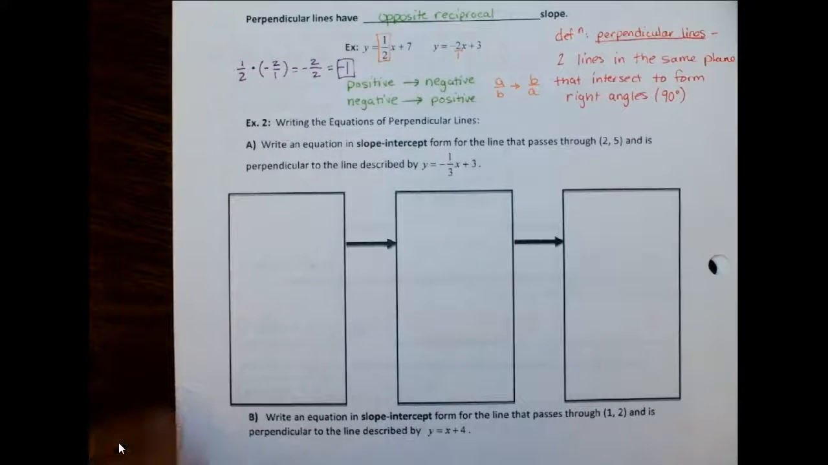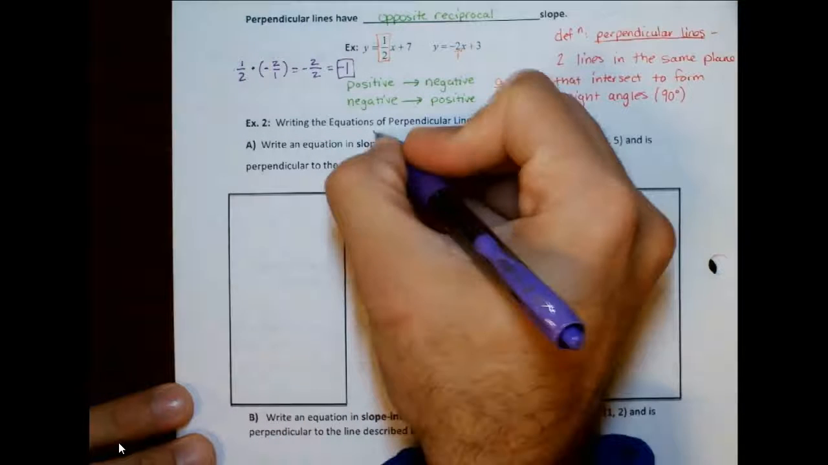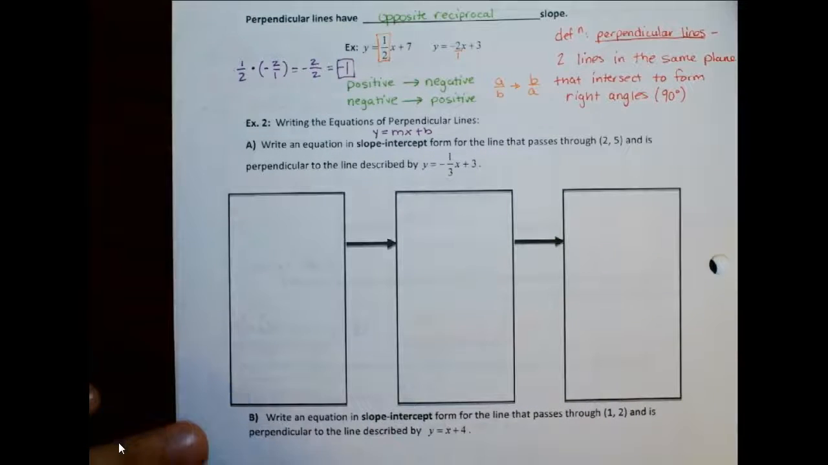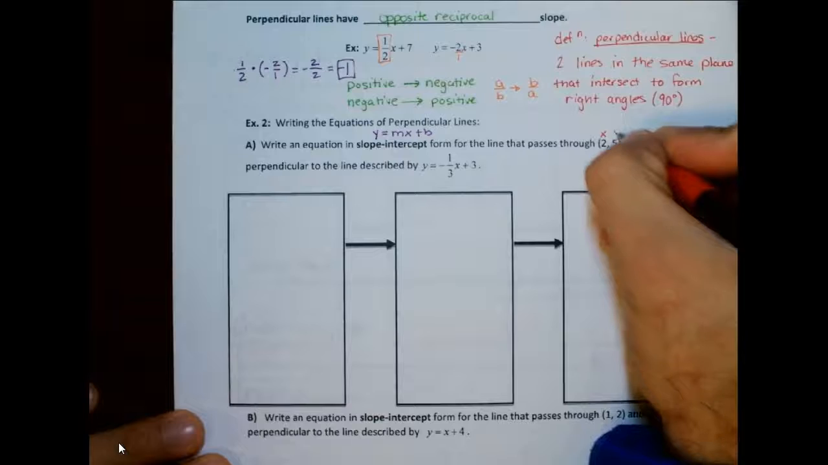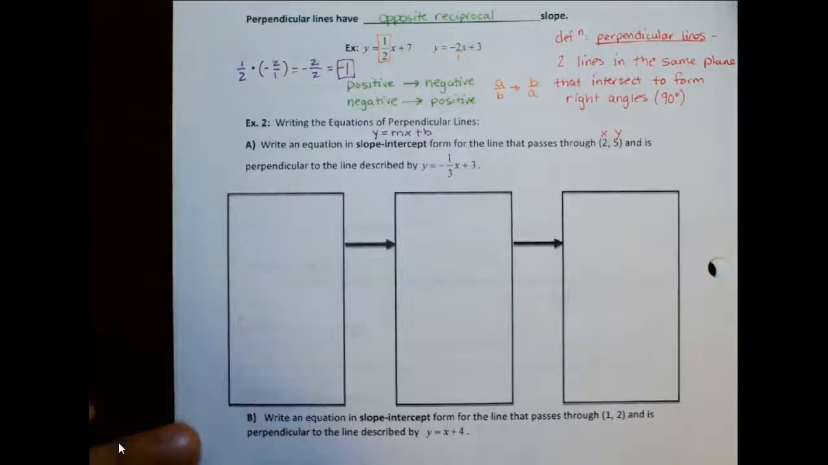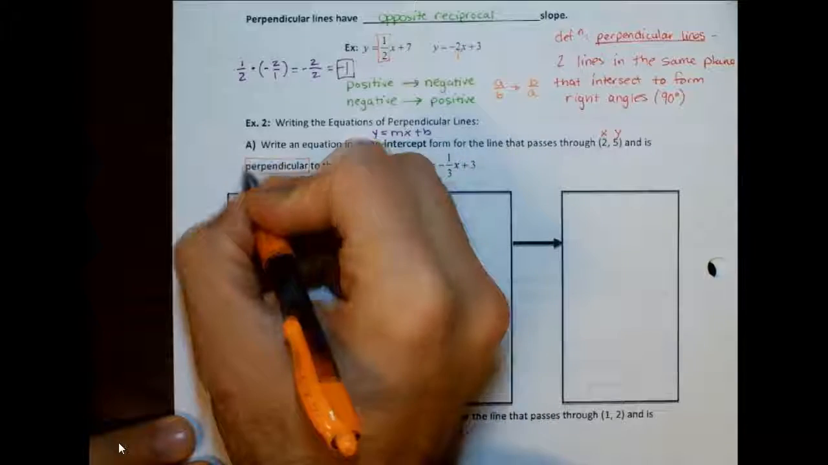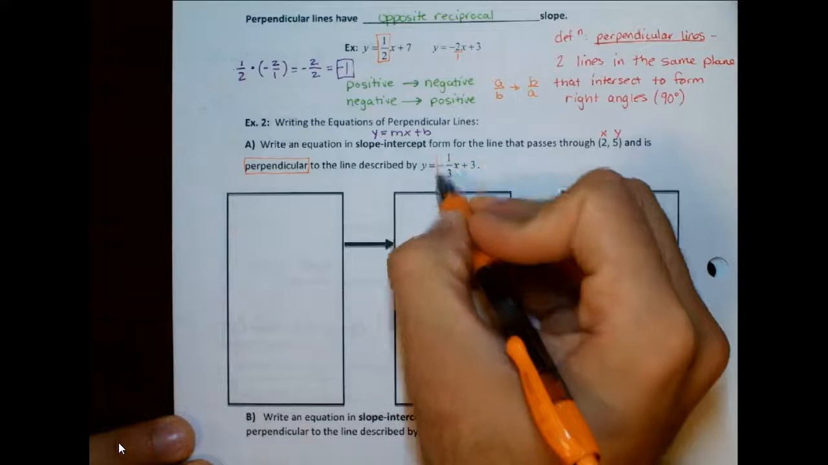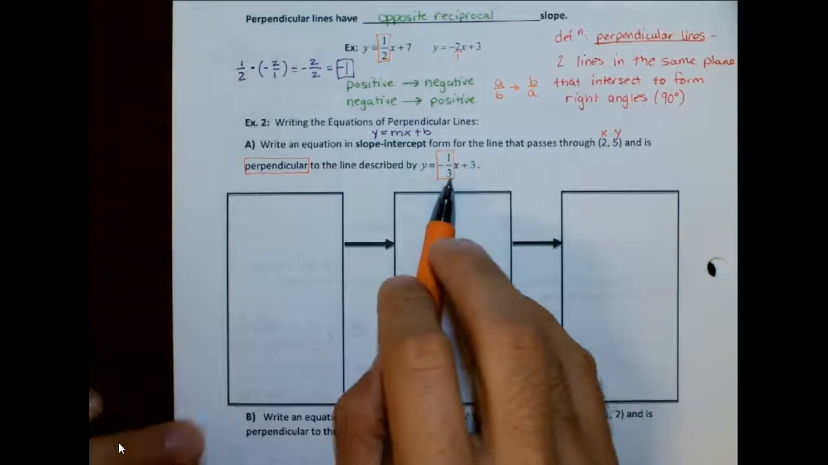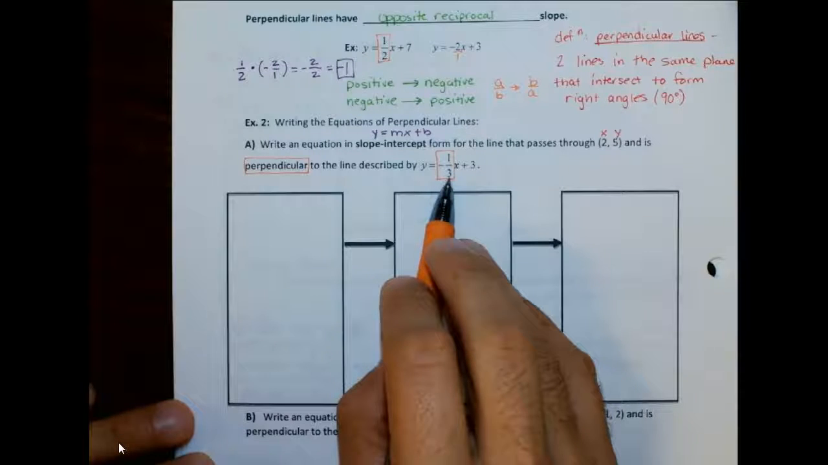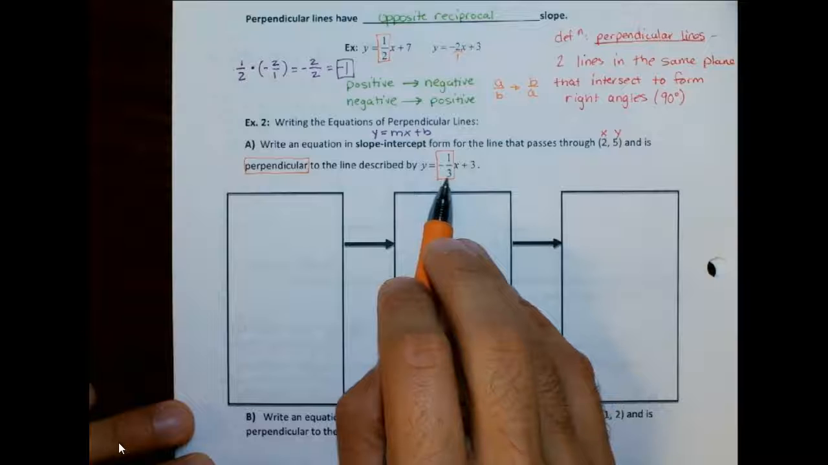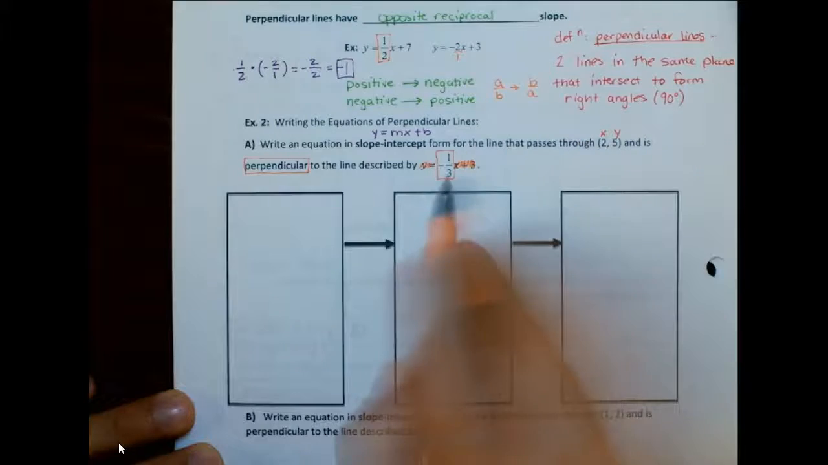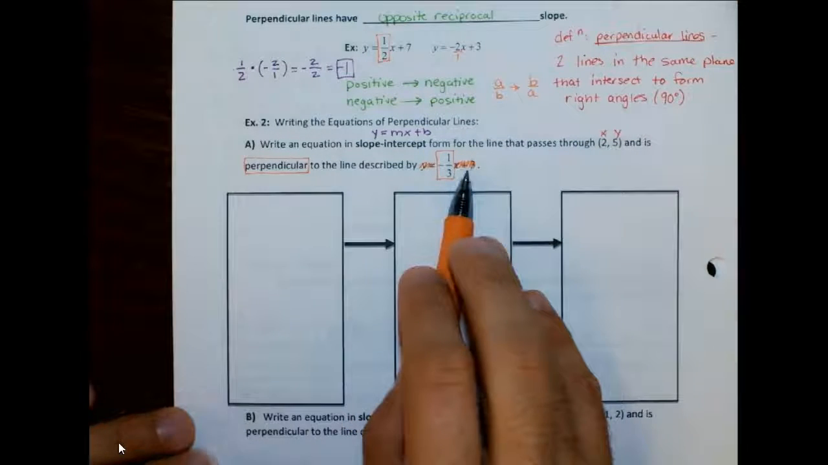So when I take a look at this first example, it says write an equation in slope-intercept form, which is y equals mx plus b, for a line that passes through the point 2, 5, so that's an x value and a y value, and is perpendicular to the line y equals -1/3 x plus 3. The only thing I care about in this equation is the coefficient in front of x, that is my slope. So I will be taking the opposite reciprocal of this. The only thing I care about is this -1/3, so I'm not going to pay attention to this plus 3.